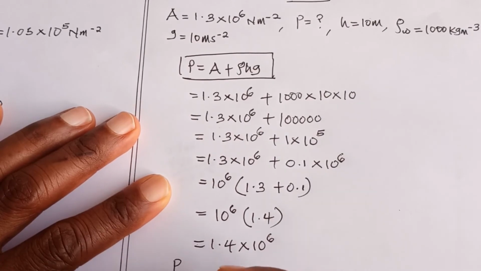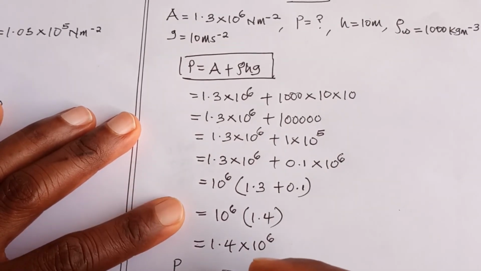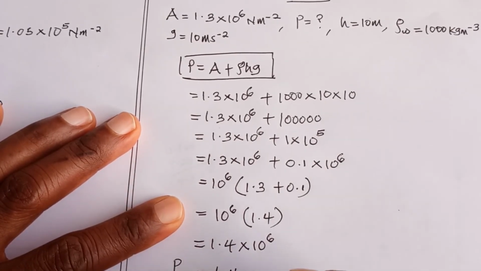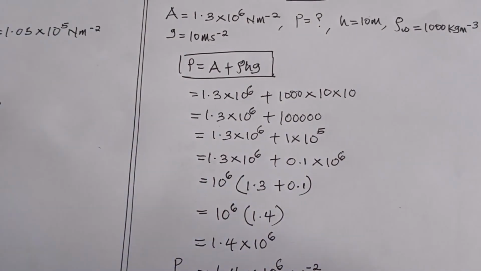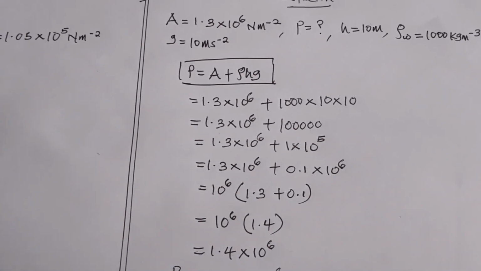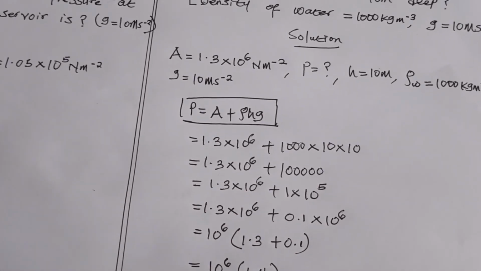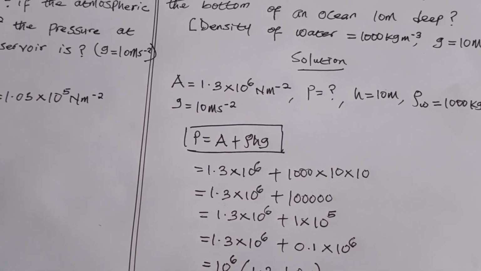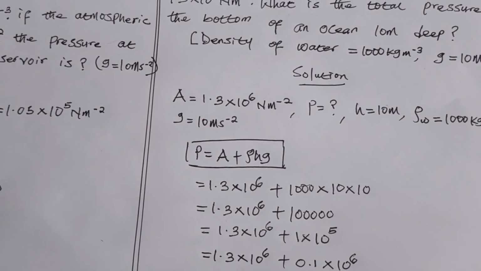So my total pressure is 1.4 times 10 raised to the power 6 Newton per meter square. So this is the total pressure at the bottom of the ocean. So I think with these two problems that we just did now, we can easily see that what you just need is to get the right formula and the parameters right, and you can easily see that it is very easy.